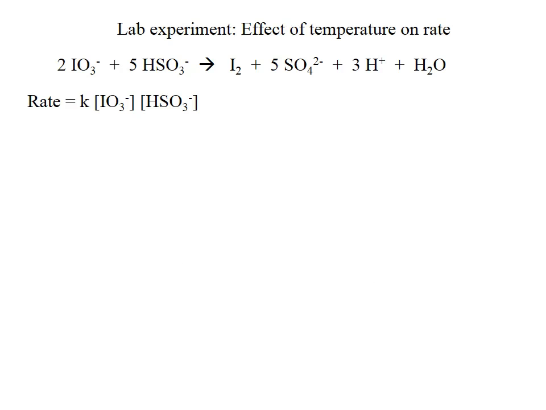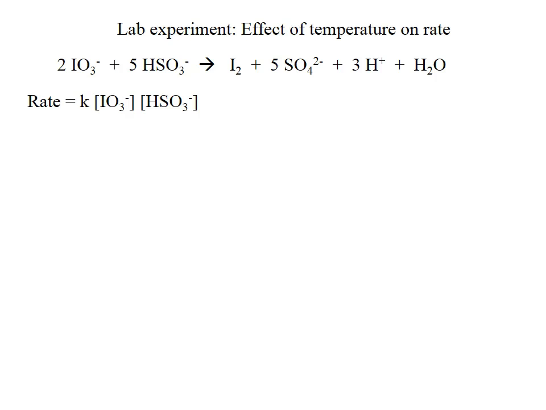This is the reaction that you performed with the iodate and the bisulfite. And then the iodine that forms reacts with starch to turn the contents blue. And we know that that only happens at the end of the reaction when all of the limiting reactant, which is the bisulfite, has been consumed. So based on the data, you should be able to determine the rate of the reaction.